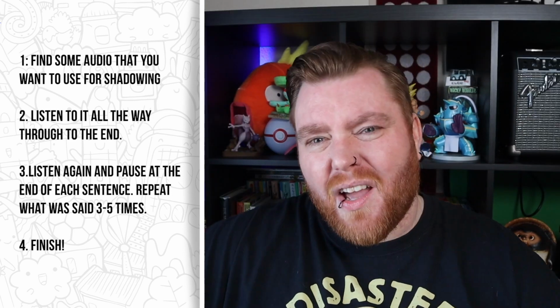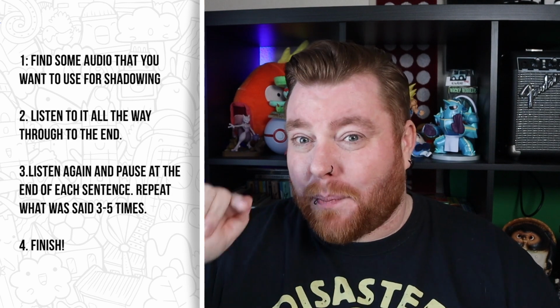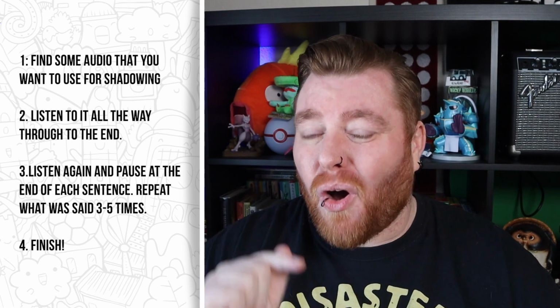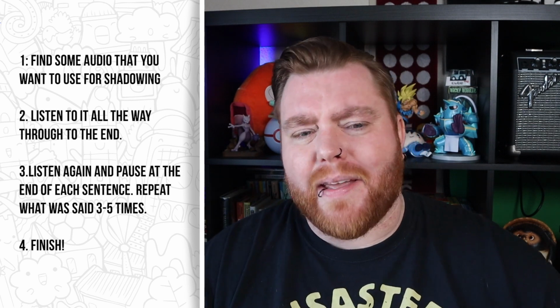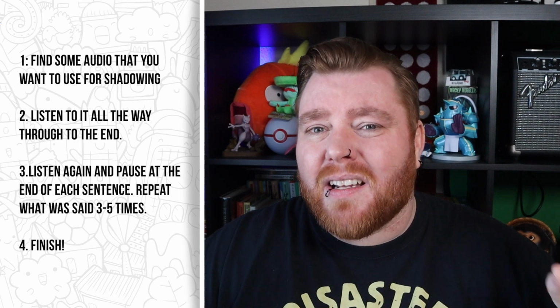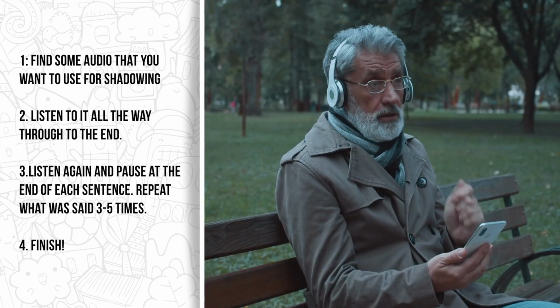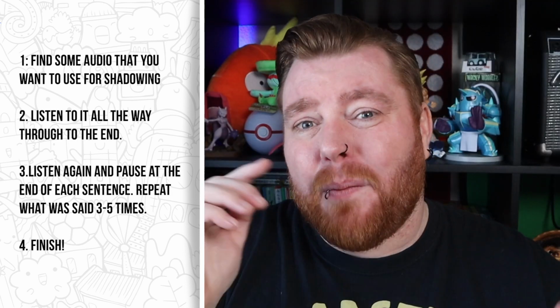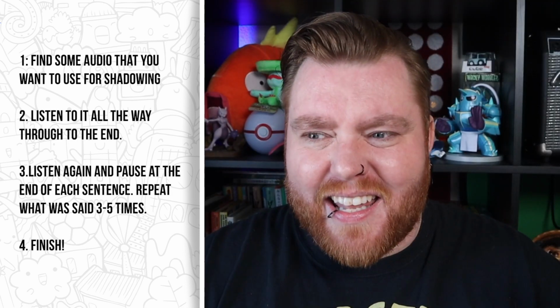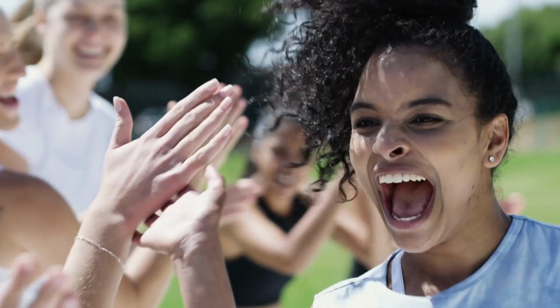Now step 3, go back to the beginning, press play, and at the end of the sentence, press pause and copy what was said. Pay attention to the pronunciation, pay attention to the word stress, pay attention to the overall sentence stress and copy it. Repeat it 3, 5, 10 times if you need to. Continue, play, pause, repeat until you get to the end and Bob's your uncle. That's the shadowing technique.